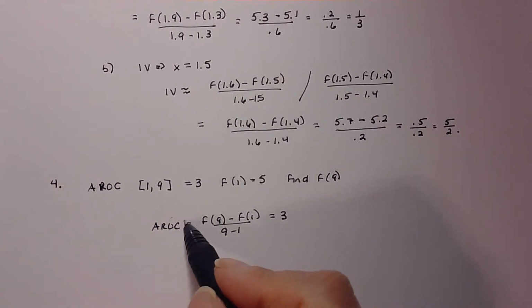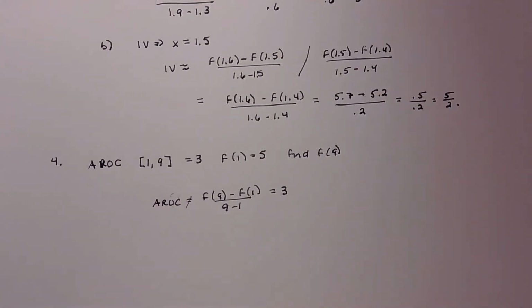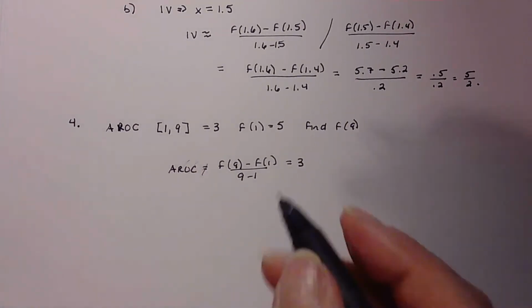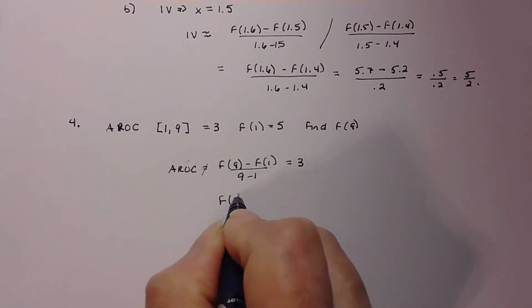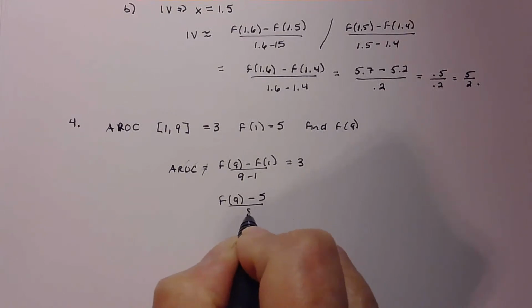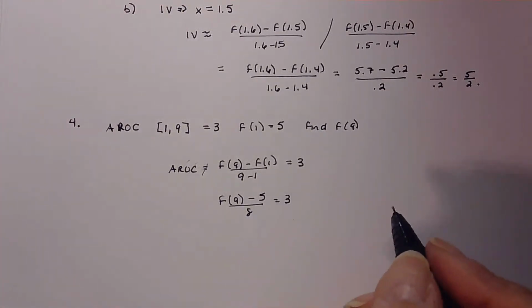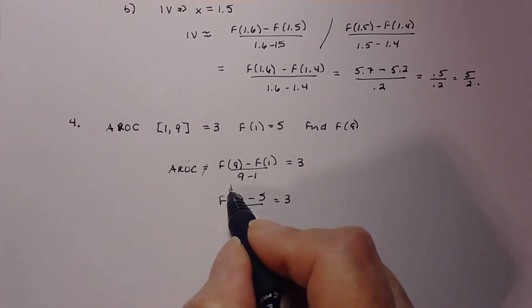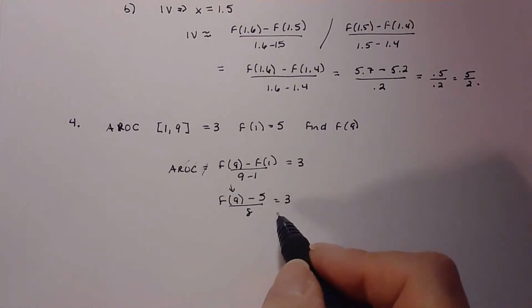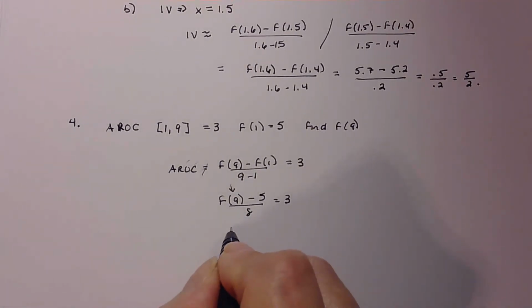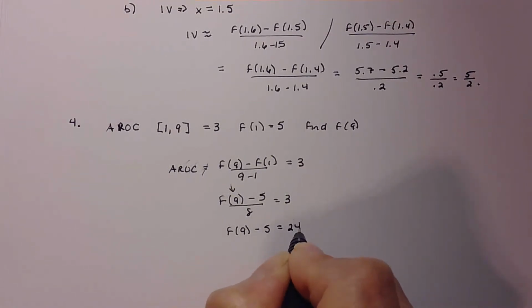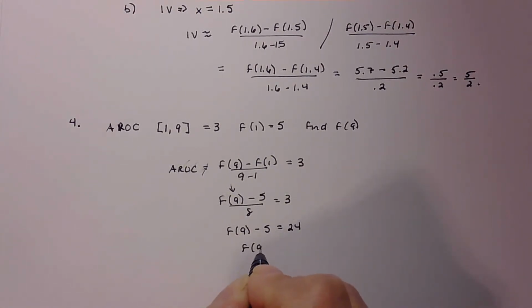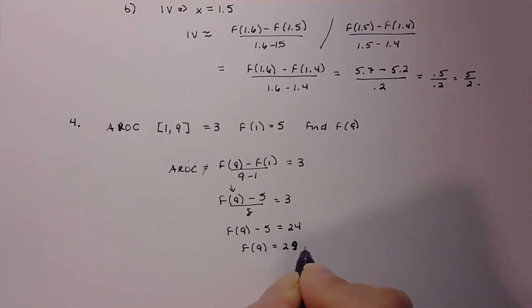So I can leave this piece out of it now, okay, and just focus on solving this little equation. f of 1 we're told is 5, so f of 9 minus 5 over 8 is 3. And we're going to solve this little equation for f of 9. So we're going to multiply both sides by 8, so f of 9 minus 5 is 24. Adding 5, we get f of 9 is 29, and we're done.